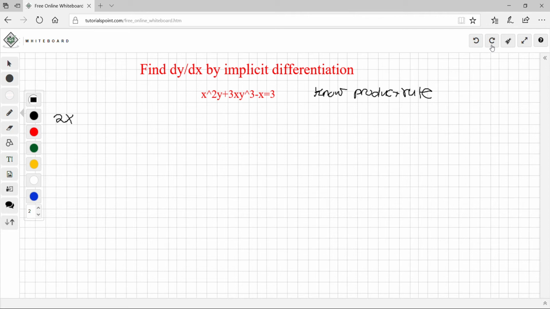So 2x times y, right? Because you take the derivative of x squared, which is 2x, bring down the y, and then it's x squared times the derivative of y, which is 1, but since there's a y, you have to put a dy/dx.